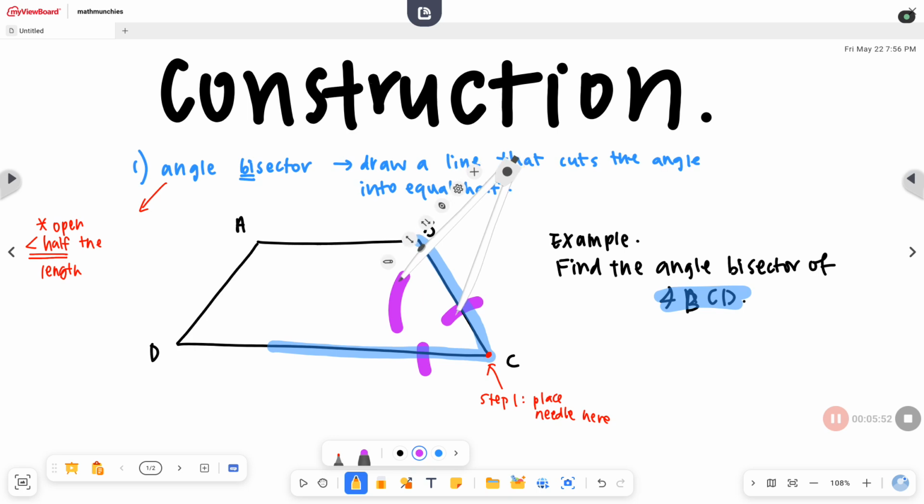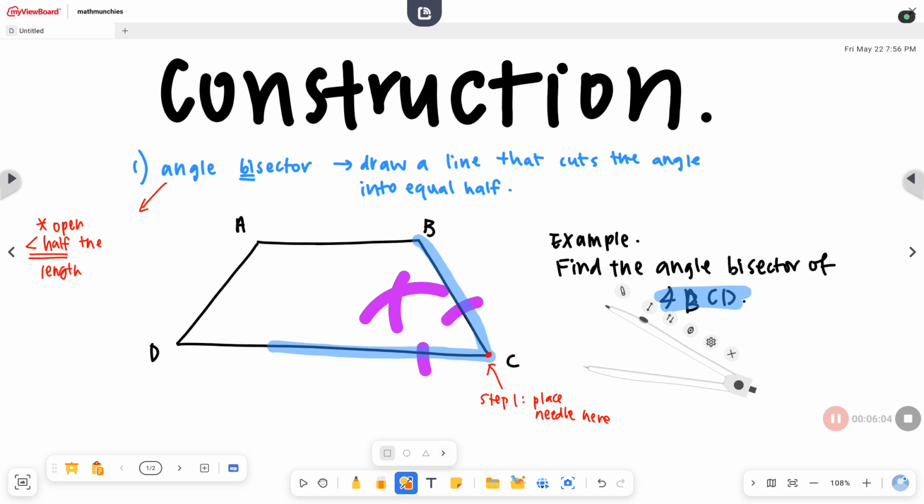Then next I put my needle here. Can you see I put my needle here? Then I will mark like that. So far so good? Then I'm done with my compass. What do I do next? I use a line. So I draw a line.